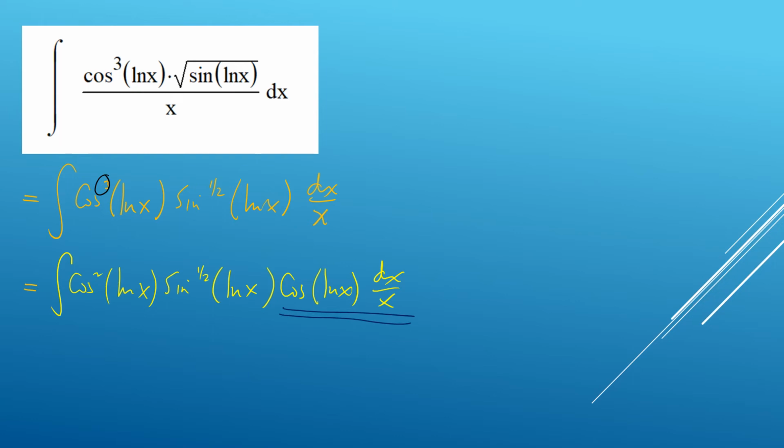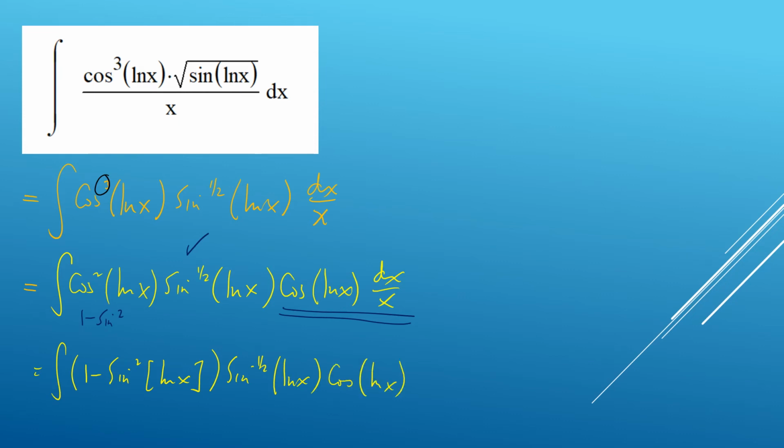All the rest must be in terms of sine. So you already have sine 1/2. For cosine squared, it becomes 1 minus sine squared. So cosine squared becomes 1 minus sine squared of ln x times sine to the 1/2 of ln x cosine of ln x dx over x.